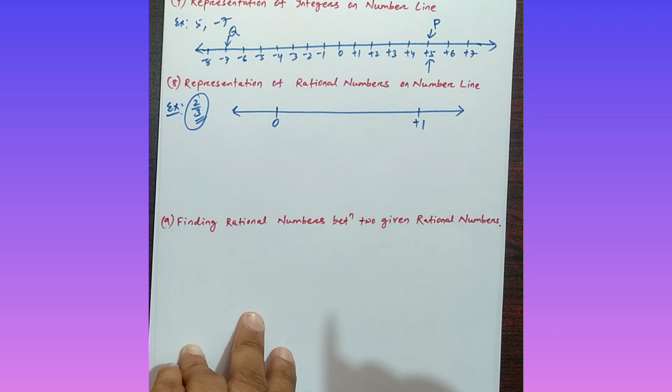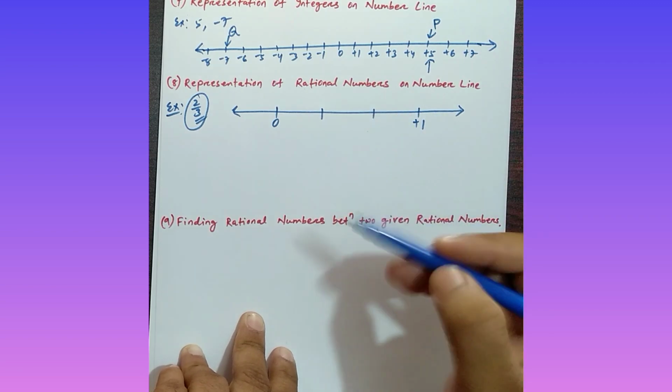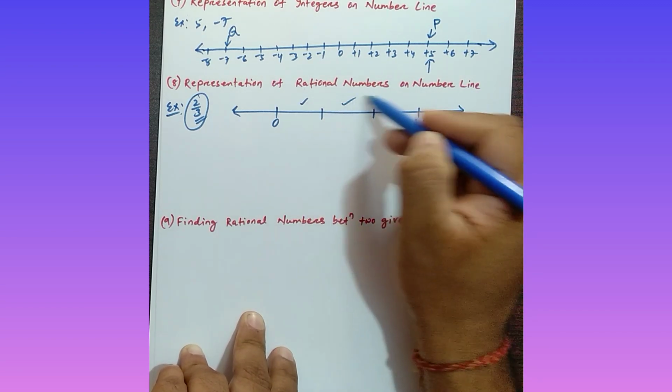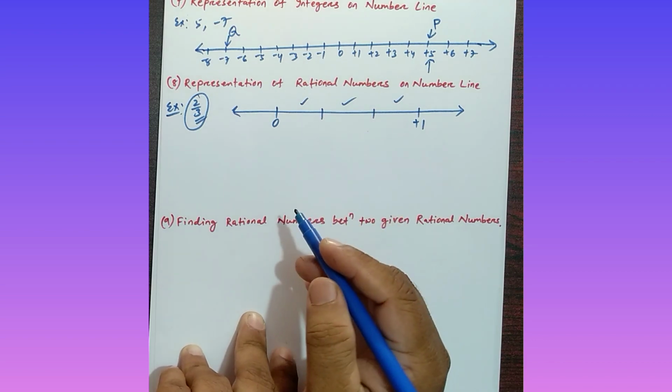3 equal parts over here. So here and here. Okay, 3 equal parts are done. This one, this one, this one. So 3 equal parts are done. Very good. Okay, so now look at here.